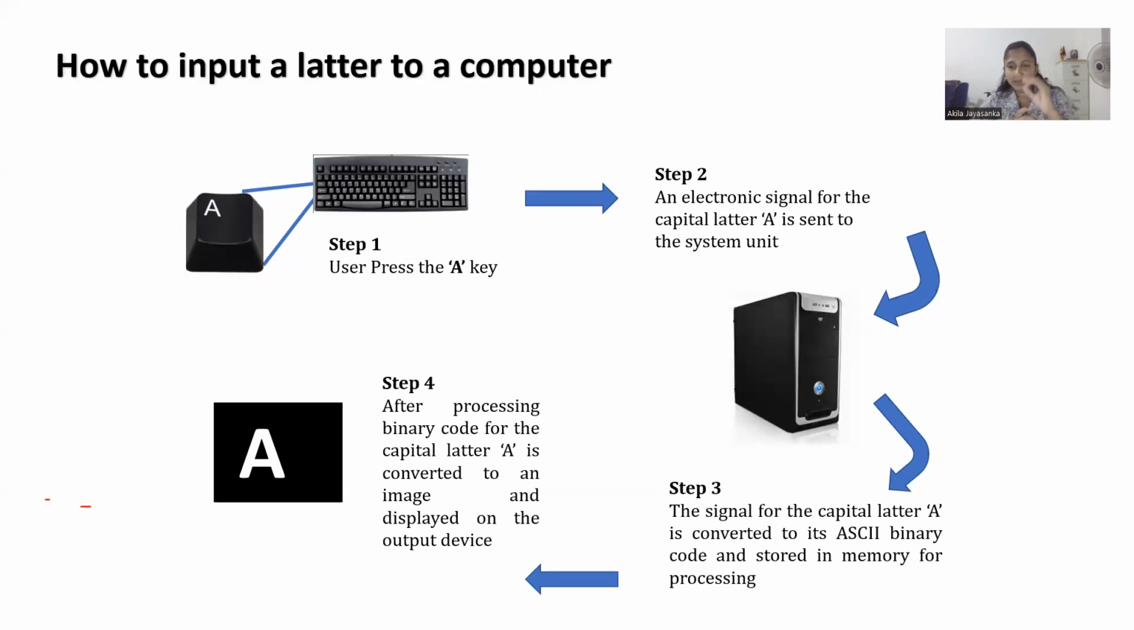Next, the CPU converts this A into binary format, the signal that went. After processing, the binary code for the capital letter A is converted to an image and displayed on the output device. That is the simplest way of representing the values we insert using the keyboard on the monitor. Did you understand this process? That's why we explained number systems and numbering formats. Why do we use them? Why do we use binary format? We discussed these things earlier.